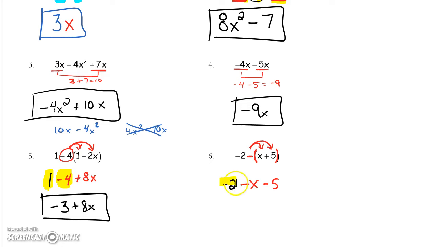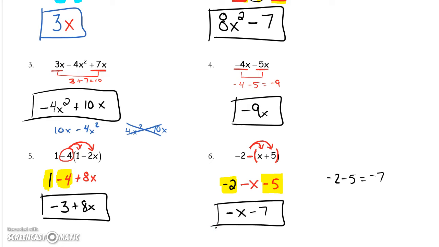Now, again, I have two constant terms that are like terms, a negative 2 and a negative 5. I bring this negative down with my x, and then I take my negative 2 minus 5. If you need to do these things, or negative 4 minus 5, on your calculator, by all means, please use your calculator. We should get that this is negative 7, so I have negative x minus 7, final answer, and I'm done.